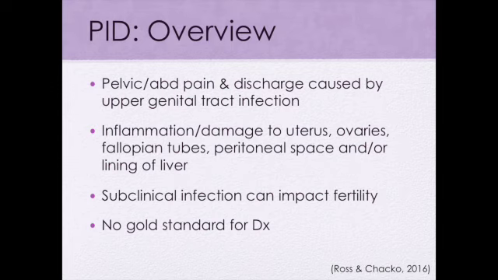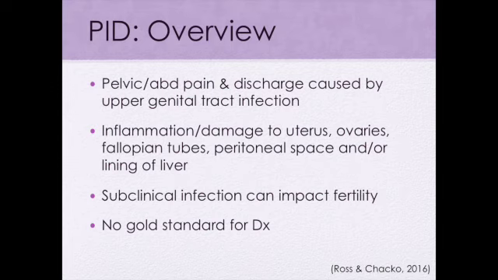The inflammation and infection can eventually spread to the uterus, to the fallopian tubes, ovaries, into the peritoneal space, and even cause inflammation to the lining of the liver. Since the symptoms of PID vary greatly, subclinical infections can occur, and the long-term inflammation to the reproductive tract can cause women to be unable to have children.